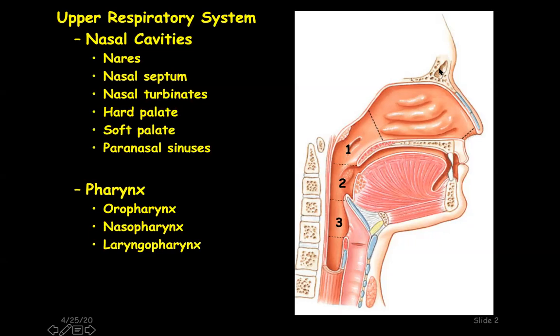Also visible here are some of the paranasal sinuses. These are mucous membrane-lined cavities within the frontal, ethmoid, sphenoid, and maxillary bones. They function in sound production, air moistening, and reducing skull weight. We've already talked through the pharynx, which we talked about in the context of the digestive system, which number 1 here would be the nasopharynx, number 2, the oropharynx, and number 3, the laryngopharynx.